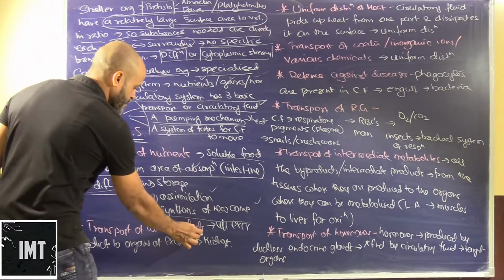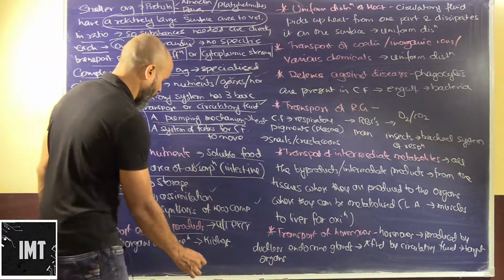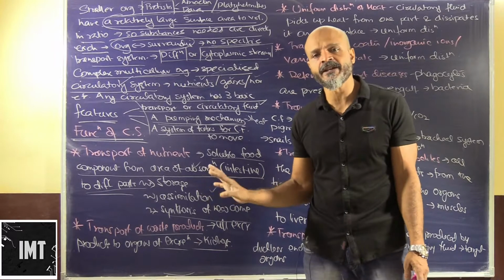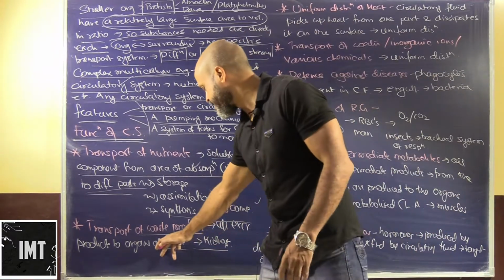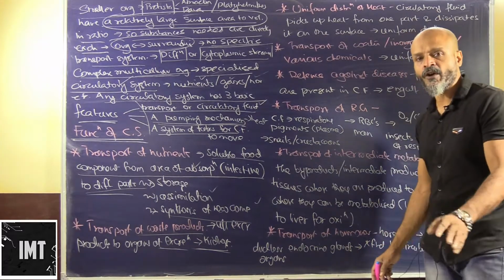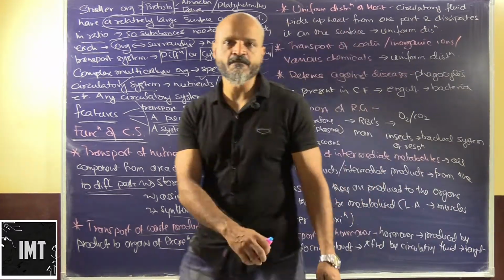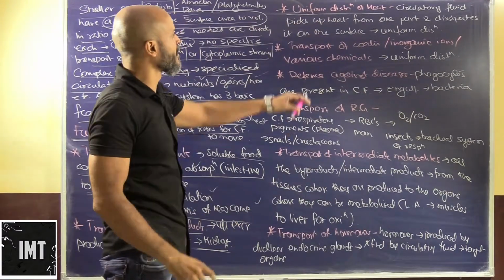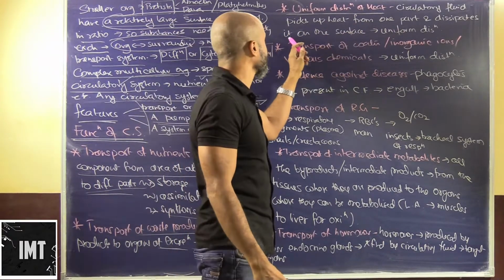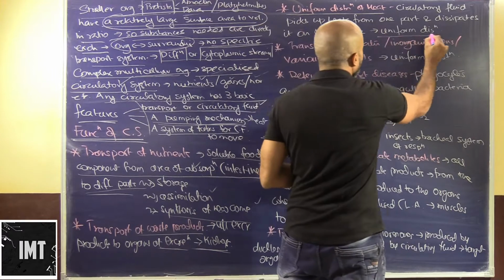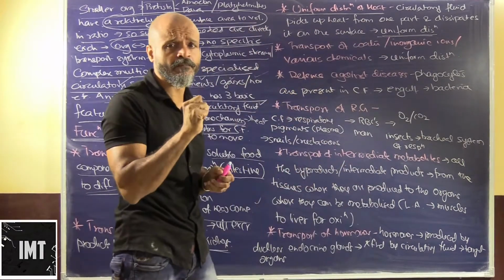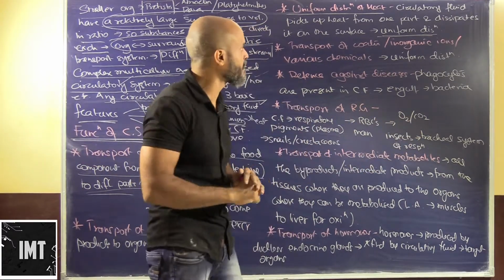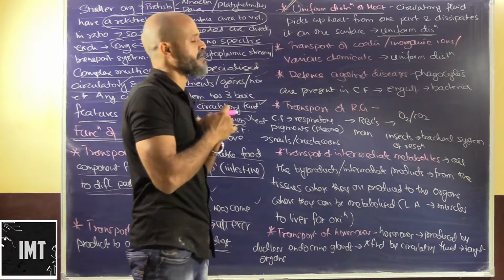Now, transport of waste products. All the excretory products go to the organs of excretion. During metabolic activities all cells generate waste products, and these are carried all the way to the kidneys for filtration from the blood. Then we have uniform distribution of heat. The circulatory fluid picks up heat from one part of the body and slowly distributes it to the other parts of the body. So this is called uniform distribution of heat.